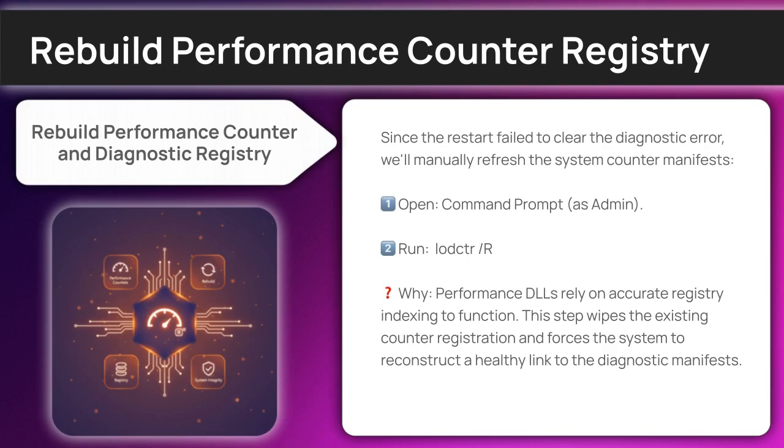First, open command prompt as admin. Second, you're going to type lodctr /r, then hit enter. Why are we doing this? Well, performance DLLs rely on accurate registry indexing to function. This step wipes the existing counter registration and forces the system to reconstruct a healthy link to the diagnostic manifests.